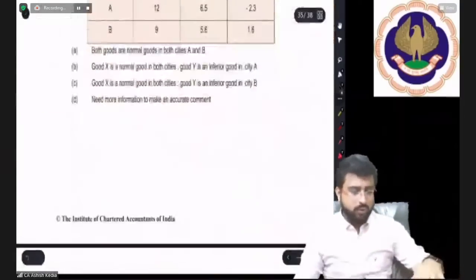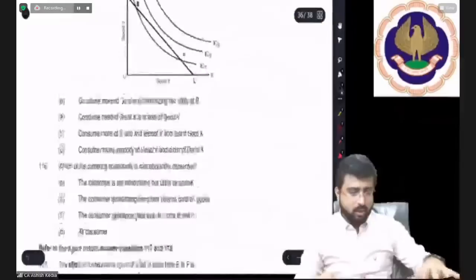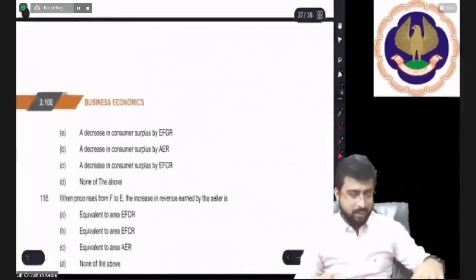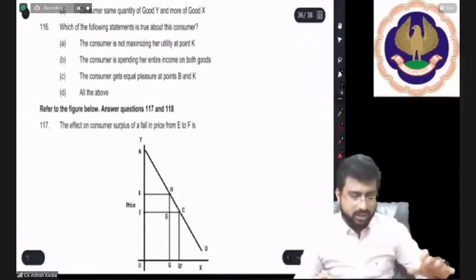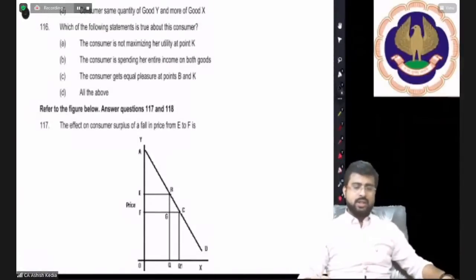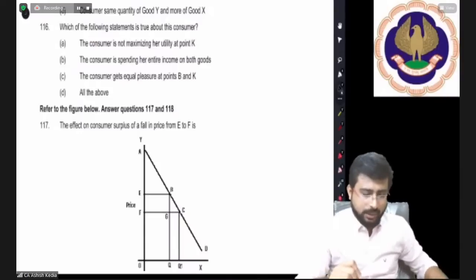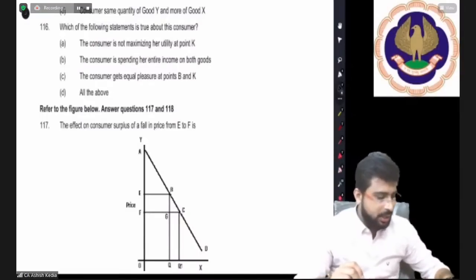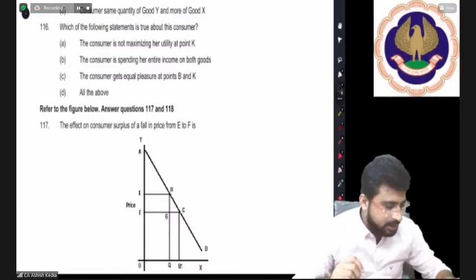So one of you friends was asking about question number 118, diagram based. Okay, so I'll discuss the diagram based question. It doesn't matter to me. I'll discuss this. Okay, pay attention, everybody.